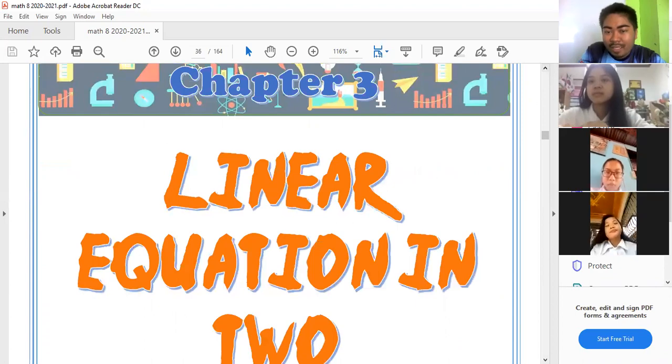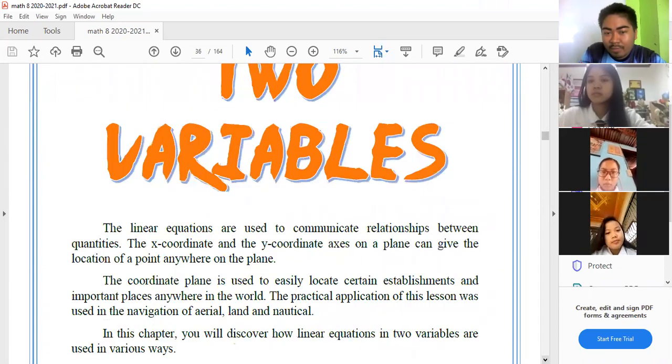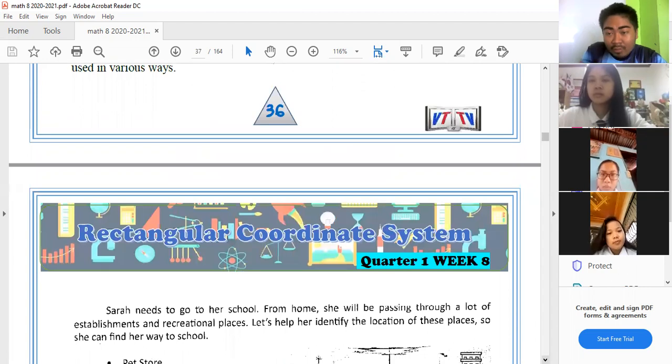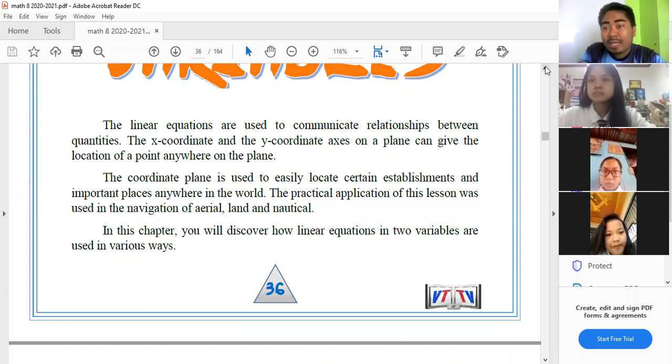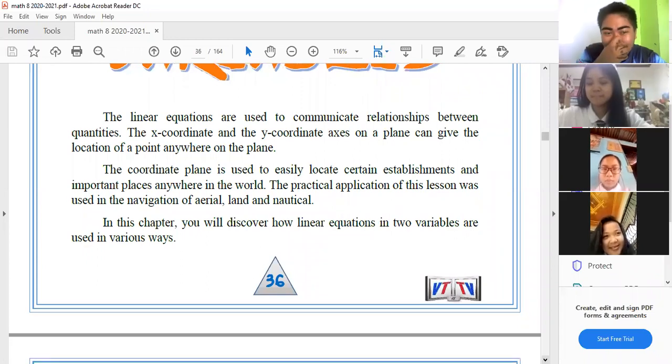Chapter 3 na tayo, which is the linear equation in two variables. So, dito na tayo. So, in this chapter, the linear equations are used to communicate relationship between quantities. So, the x-coordinate and y-coordinate. Di ba? Meron naman tayong x, meron din tayong y. So, the coordinate plane is used to easily locate certain establishments and important places everywhere in the world.